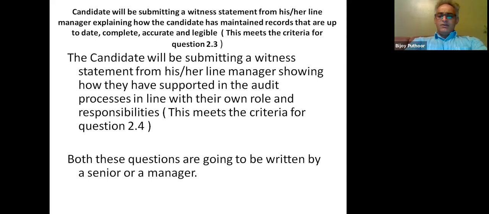Both these questions are going to be written by your senior or a manager. So what I'm saying is that when your manager or a senior writes this, we are going to say about specific things that you have done. So that's what we're looking for, rather than a generic statement.